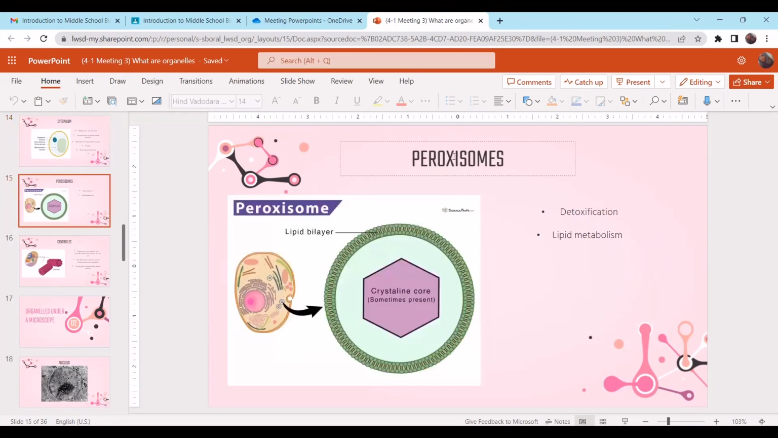Next is peroxisomes. Peroxisomes are one of the more complicated organelles to understand. Just simplified, two of the main things they do are detoxification and lipid metabolism. Detoxification is just taking harmful things and getting rid of them. That's all you need to know for peroxisomes for now.